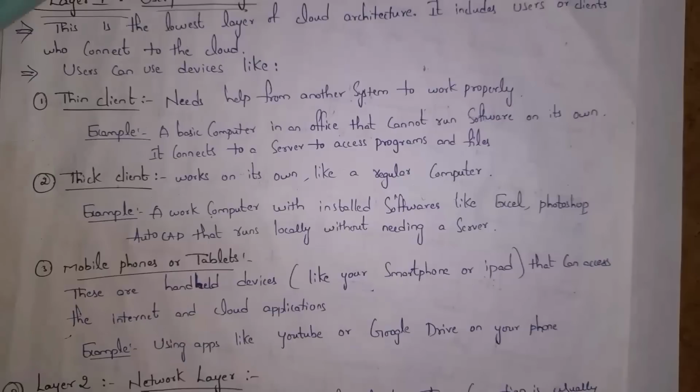So user or client layer contains 3 types of users. They are thin clients, thick clients, and mobile phones or tablets. Thin clients depends on other computers to use cloud. And whereas thick clients can use cloud on their own, and even by using mobile phones or tablets, we can use cloud. This is all about user or client layer. Second layer is network layer.